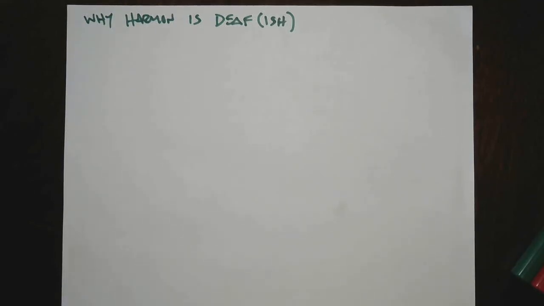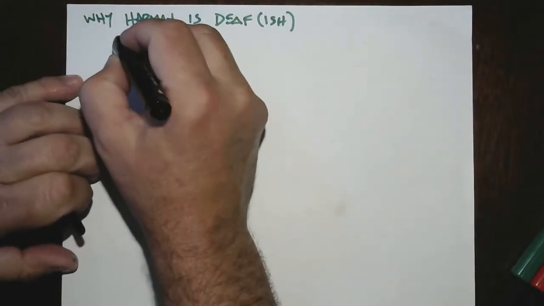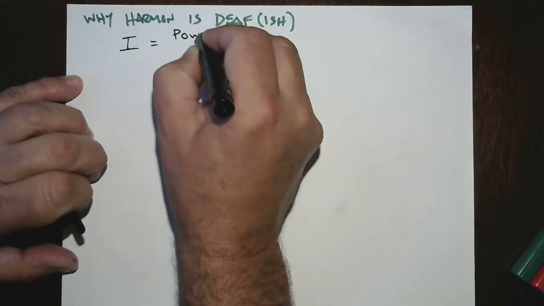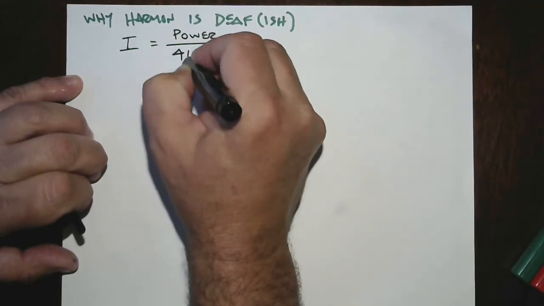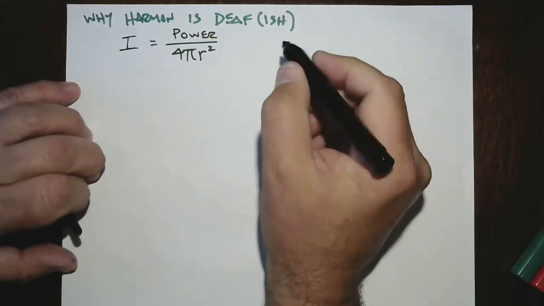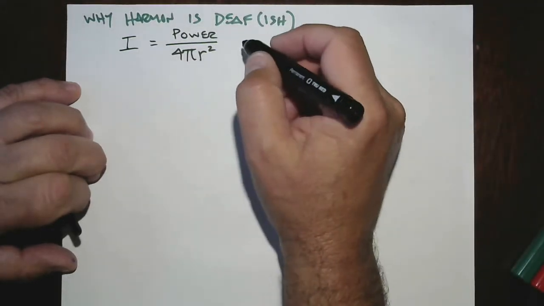So let me show you, using our two equations about intensity, what's going on here. The first equation about intensity is that intensity is the power in the sound wave divided by 4 pi r squared. And I may not have said where that r squared comes from. That is the surface area of a sphere. So the sound is spreading out over ever larger and larger spheres as it moves away from its source.